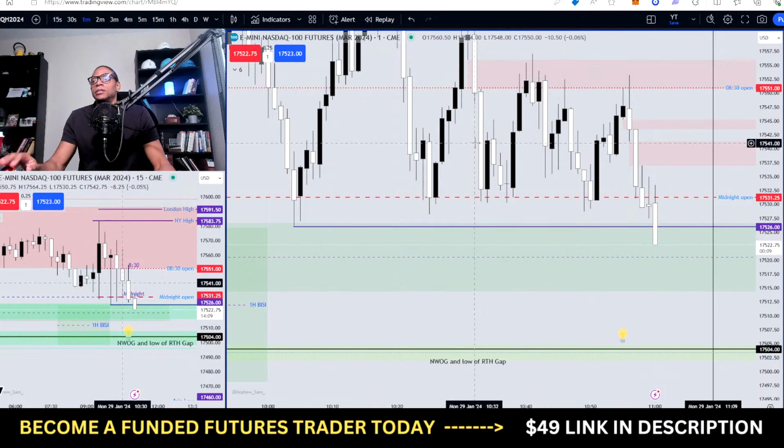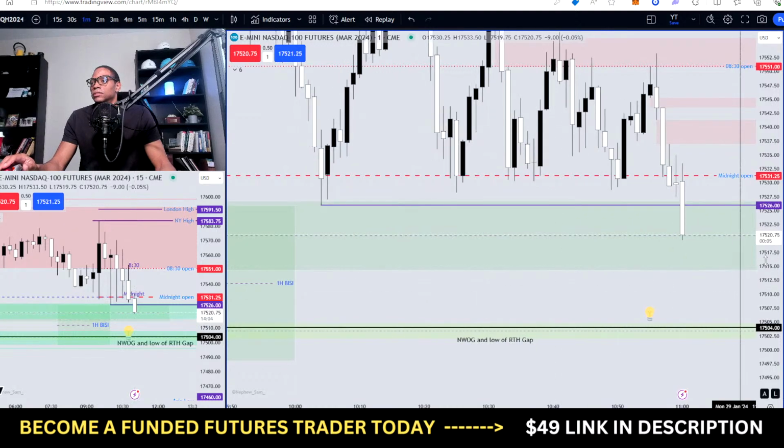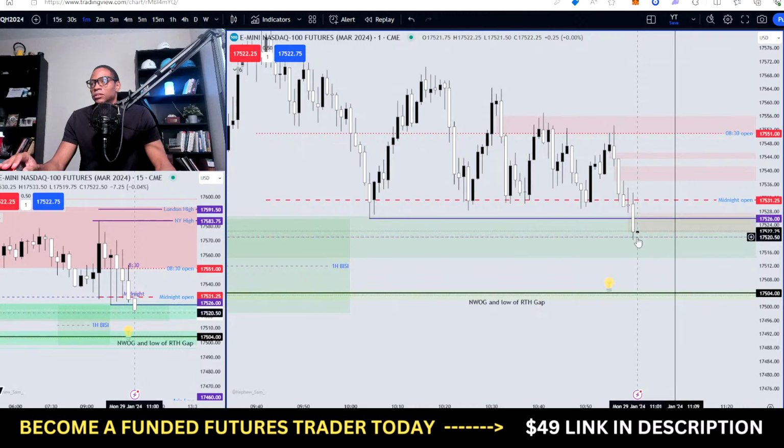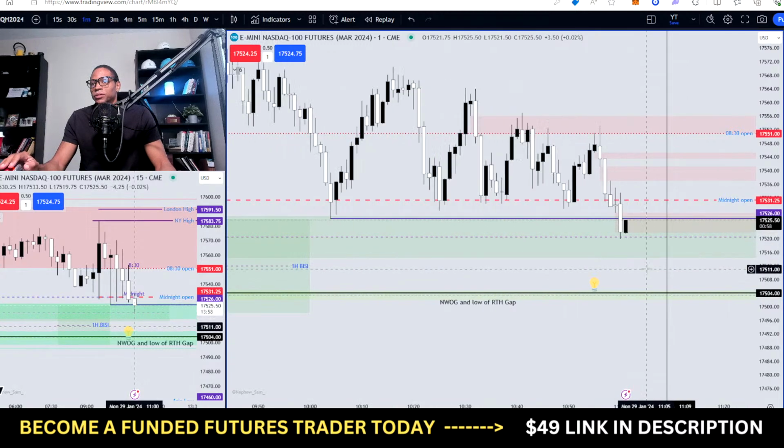There we go. All right, we have that level broken, and then look at how price is running. Couldn't get through earlier, and as soon as it broke it, then it was able to push all the way down to at least the midpoint.